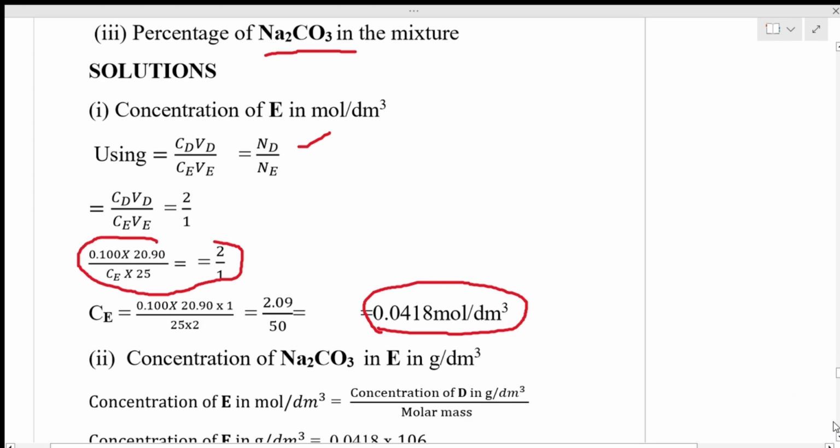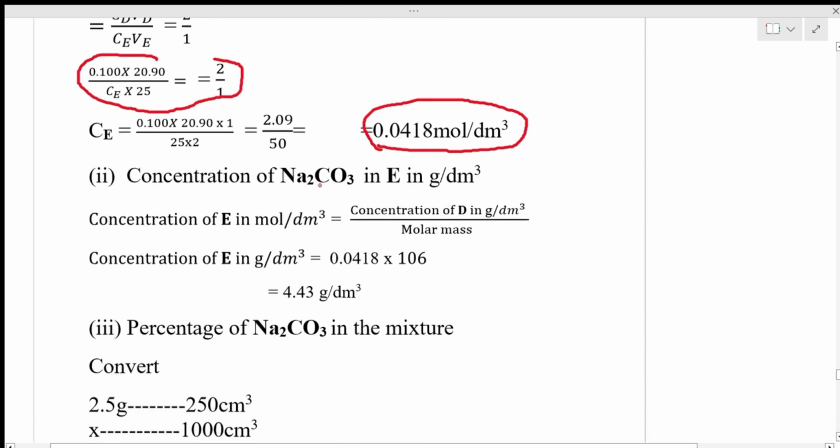Okay, now going to the second one, this one in gram per DMQ. This is the formula for gram per DMQ. We are already given the molar mass to be 106. So just multiply 0.0418 times 106. You have your 4.4 gram per DMQ.